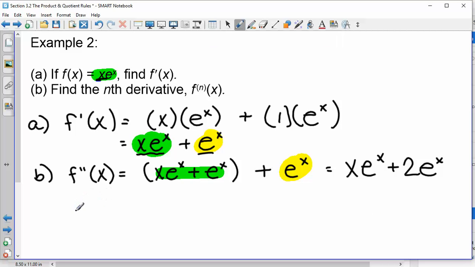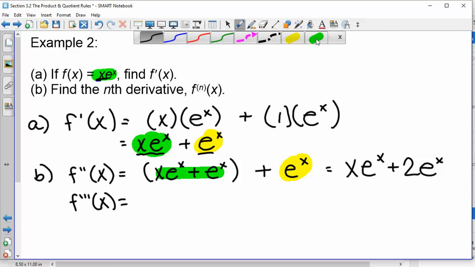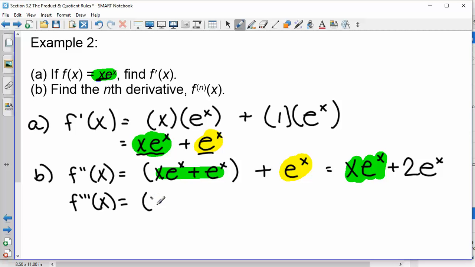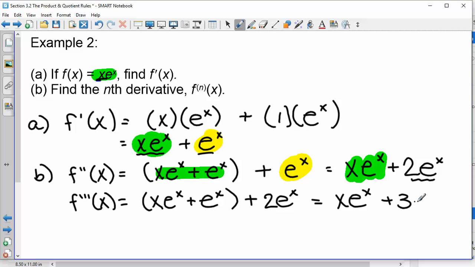If I want to do my third derivative, what is the derivative of x e to the x? X e to the x plus e to the x from part A. Plus, what would be the derivative of 2 e to the x? So 2 e to the x, isn't it? So if you simplify this, you get x e to the x plus 3 e to the x.